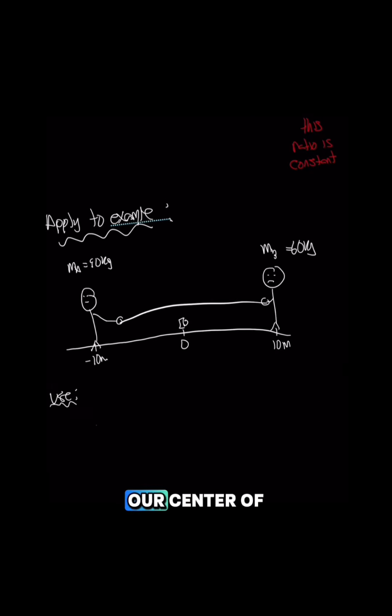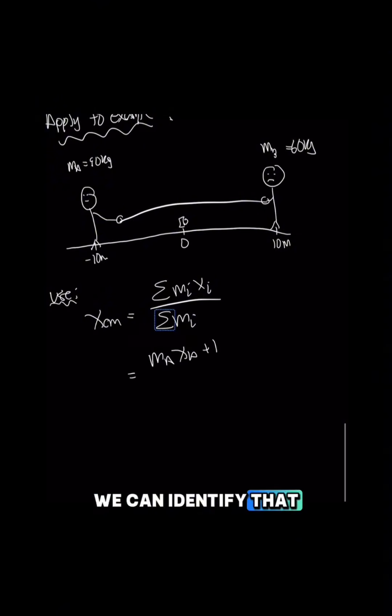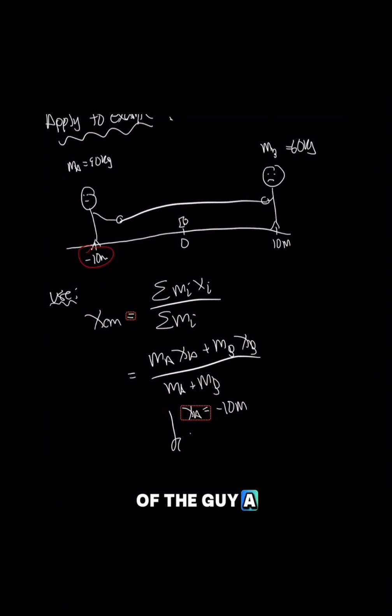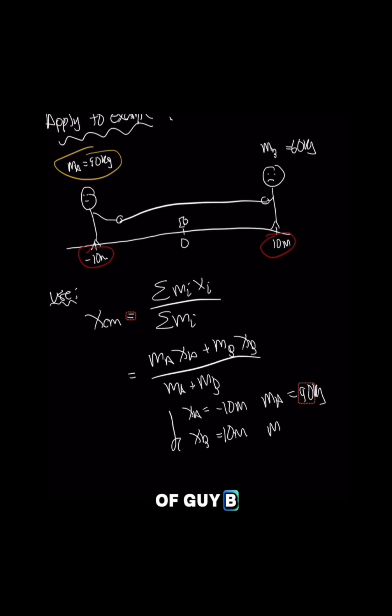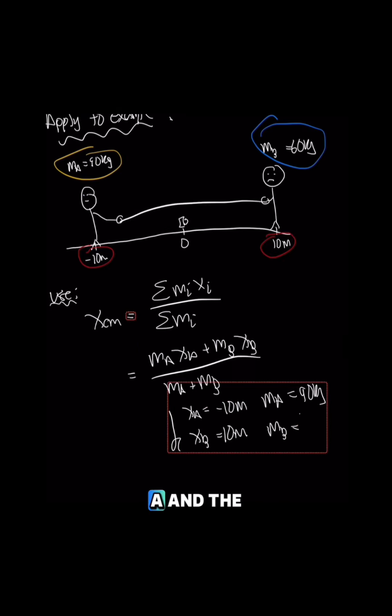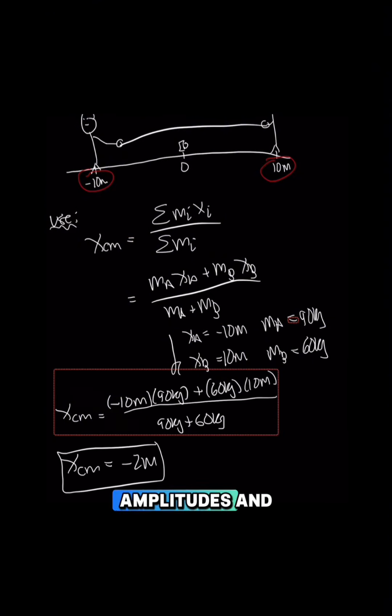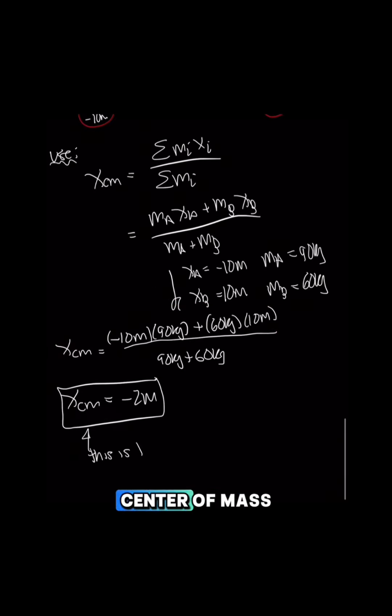So if we use our center of mass equation, we can identify that the position x_A is going to be negative 10 meters. This is the position of guy A. And then x_B is going to be equal to positive 10 meters. This is the position of guy B. And then we can also plug in the mass of A and the mass of B. And if we do that, we get this expression here. Computing the expression, we get that the answer is negative 2 meters. So this is the center of mass of the system.